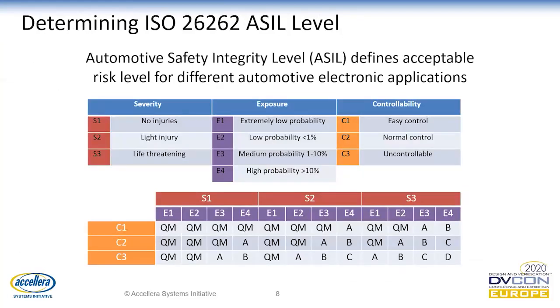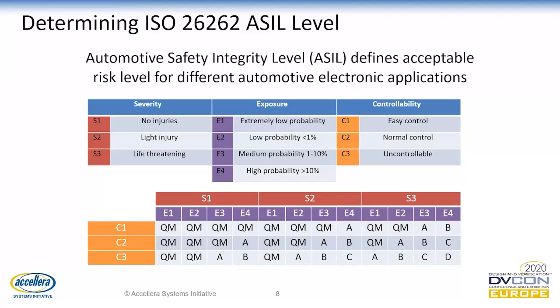How do you determine the ISO 26262 ASIL level for equipment? It is defined as the acceptable risk level for different automotive electronic applications. It depends on three main factors: severity, exposure, and controllability. Severity is, if an incident occurs, how much injury it can cause to the occupants, the driver or passengers: no injuries, light injuries, to life-threatening injuries. So there are three categories of severity.